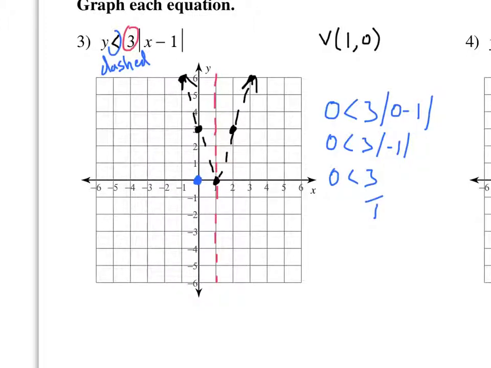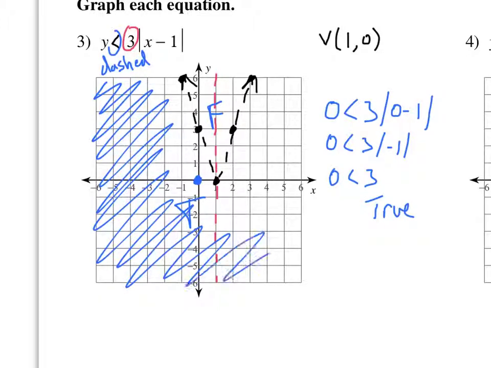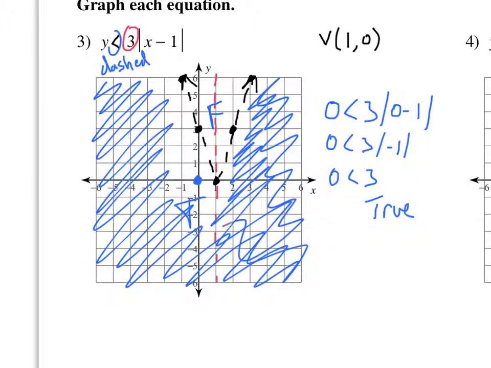Yes. That's true. So that means this is the true side. Inside is the false side. You always shade the true side of your graph.